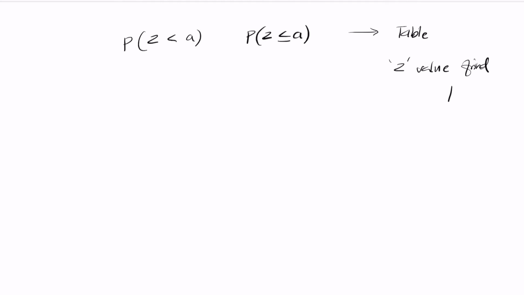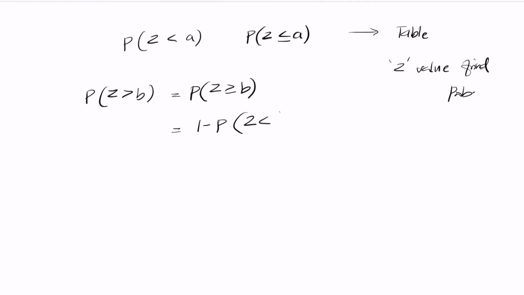So let's recap how to find the Z values. When you have P of Z less than A or P of Z less than or equal to A, just find the table and for the Z value find the probability. That's it, directly. But if you have Z greater than A, or let me write it as B here so that it becomes separate, or Z greater than or equal to B, how will you write this formula? Both of them are the same. The formula is 1 minus P of Z less than B.